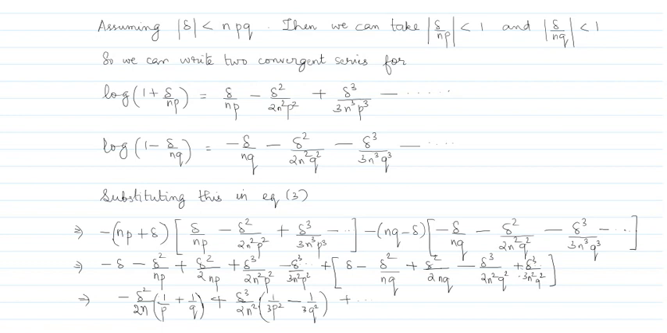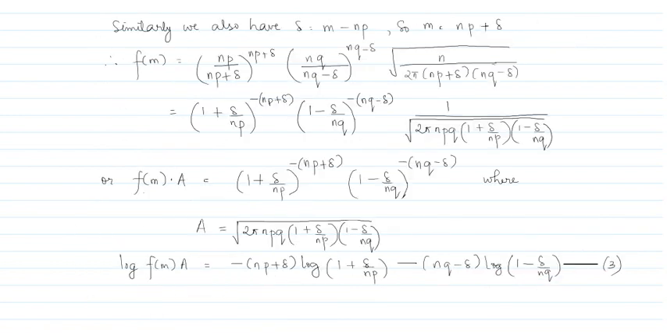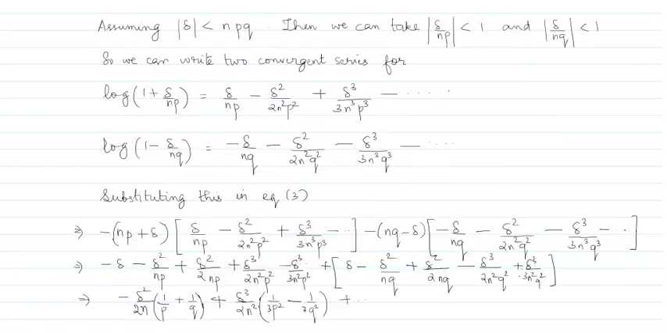And log(1 minus delta by NQ) will be a series, the same type of terms, except for the fact that all terms are negative. Now you substitute for the logarithmic terms in the previous expression, that is in equation 3. You substitute instead of log(1 plus delta by NP) and log(1 minus delta by NQ) as these terms. Okay, so you plug in these series there, and this is what you get.